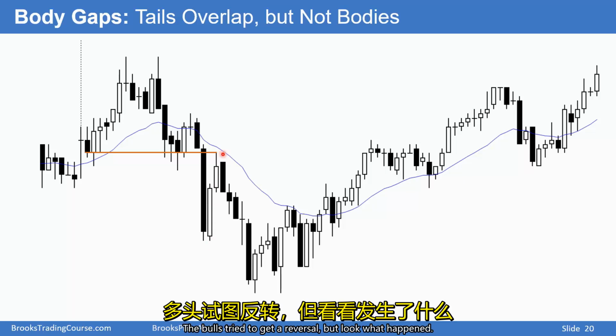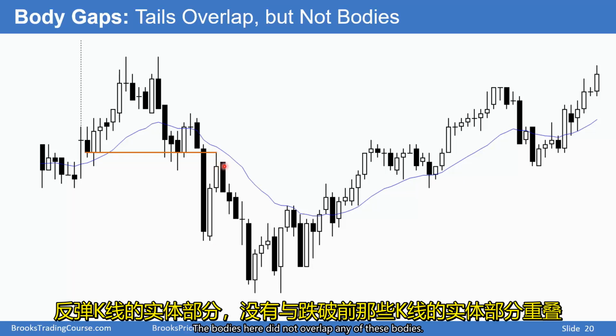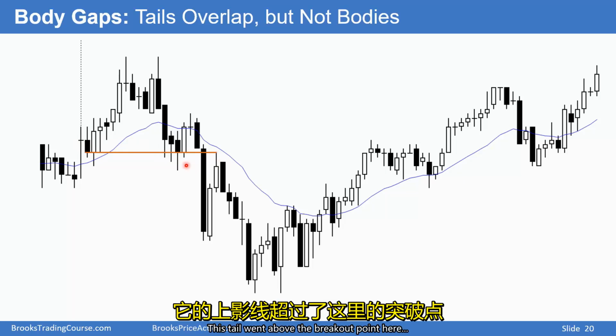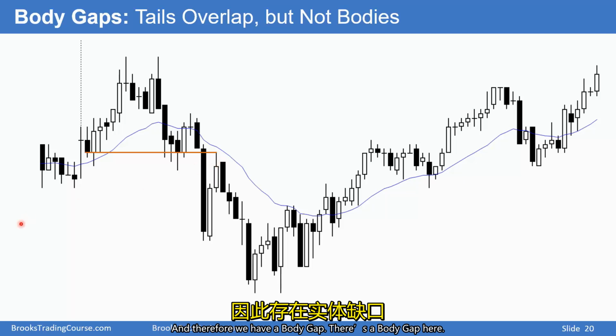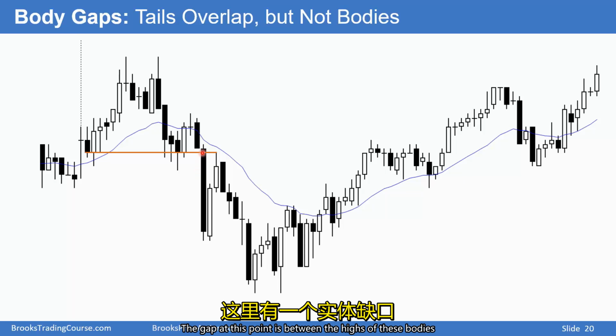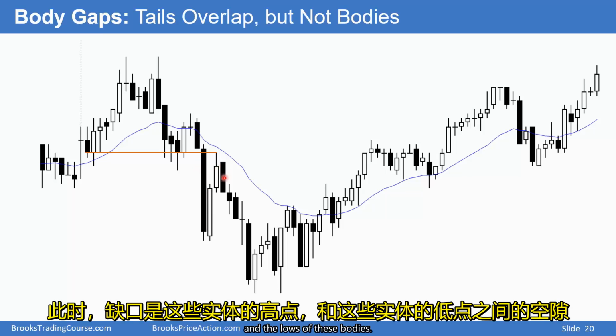Big bear breakout, the bulls tried to get a reversal, but look what happened. The bodies here did not overlap any of these bodies. This tail went above the breakout point here and above the breakout point here, but the bodies did not overlap, and therefore we have a body gap. There's a body gap here. The gap at this point is between the highs of these bodies and the lows of these bodies.